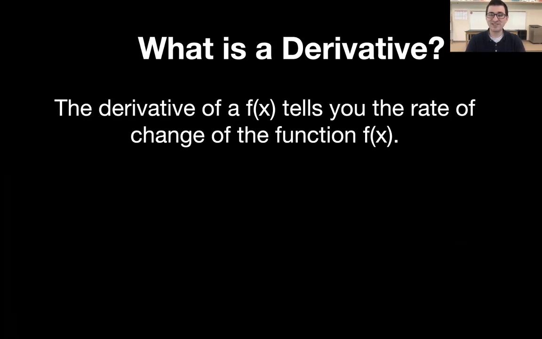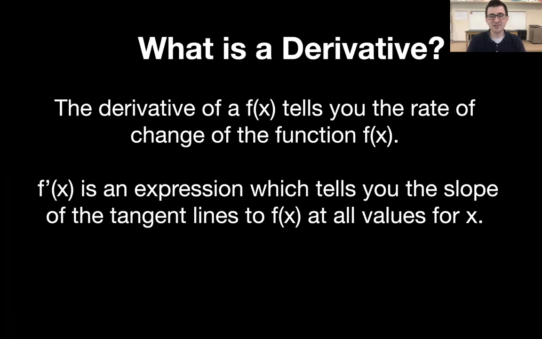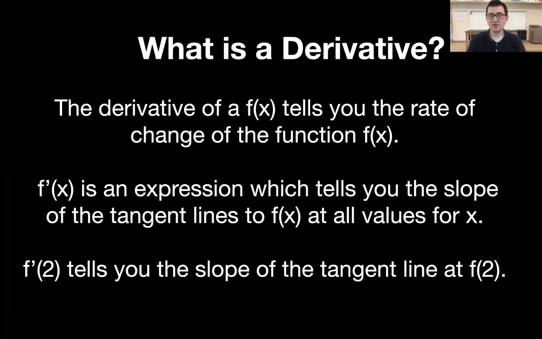So first, let's define what a derivative is. The derivative of some function, we'll say f of x, tells you the rate of change of the function f of x. To say that another way, f prime of x is just another way to write the derivative of the function f of x. So f prime of x is an expression. It's going to give you another function, which tells you the slope of the tangent lines to f of x for all values of x. Specifically, for example, if you take the value x equals 2 and plug it into the first derivative, f prime of 2, then that is going to tell you the slope of the tangent line to the function f of x at the value x equals 2.